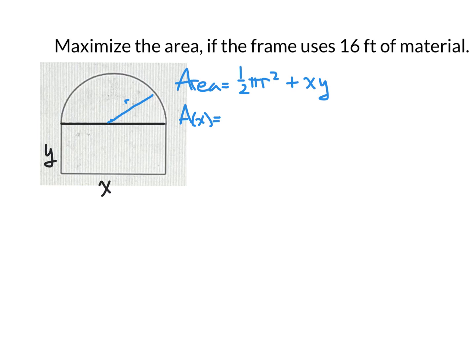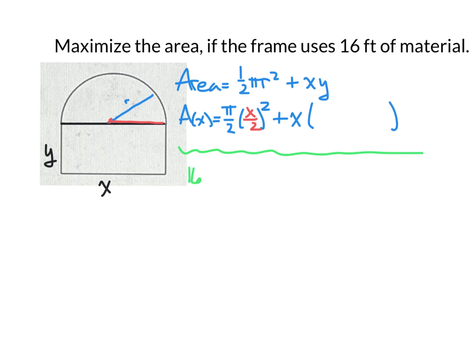Well, taking it piece by piece, first of all, this 1/2 pi r squared, we can write as pi over 2, and take a look at the radius in terms of x. Since the radius is really just half of this length, the radius is going to be x over 2. And turning our attention to the rectangle, x times y, we're going to need to replace y with some expression in terms of x. To do that, we turn our attention to the amount of material that's used. That's 16 feet. And we think about, where does that 16 feet come from?